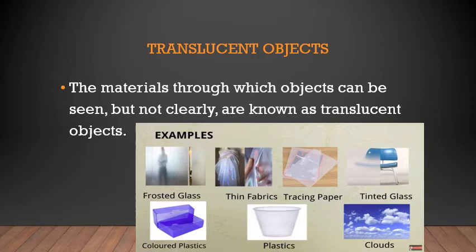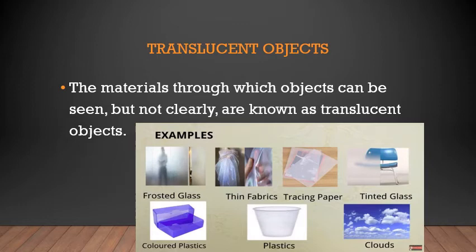A colored plastic or a plastic cloud: you can see what is on the other side, but not very clearly. Remember the oily patch on the paper when we tested food items for fats in the previous lesson? The oil present on the paper is also an example of a translucent material.